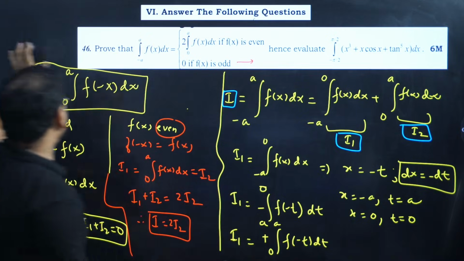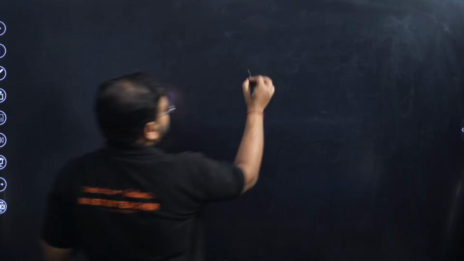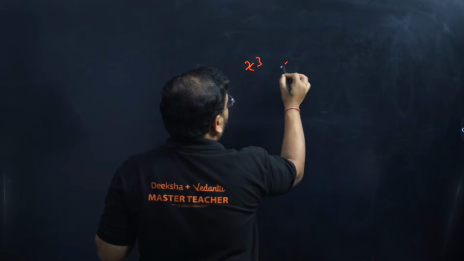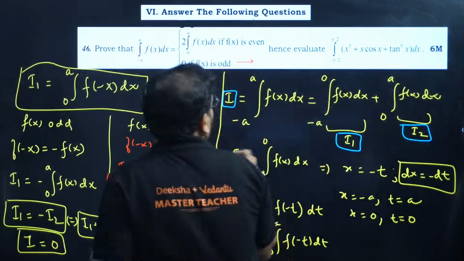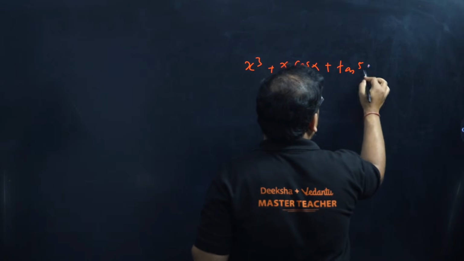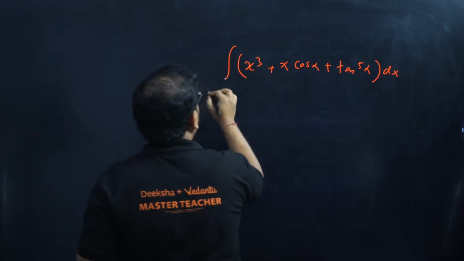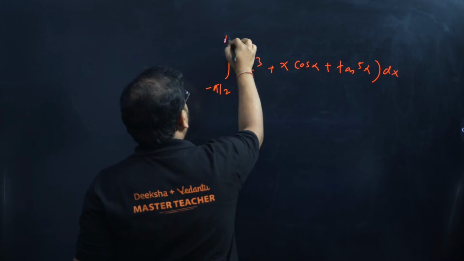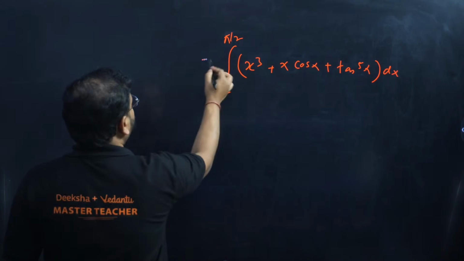Now check the question that they have given us. The question is what? x cube times cos x, plus tan power 5x, this whole thing with dx integration from where to where? Minus a to a, minus pi by 2 to pi by 2. Check. Okay, this is my integration I.